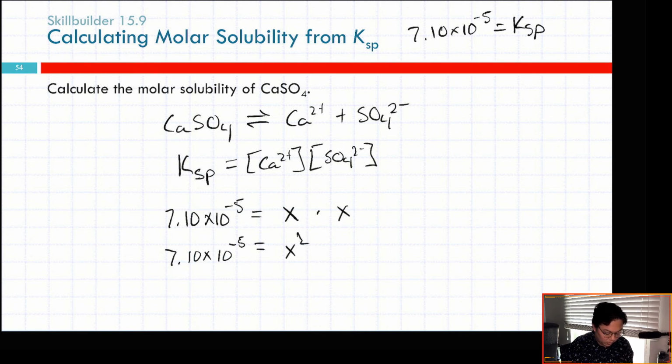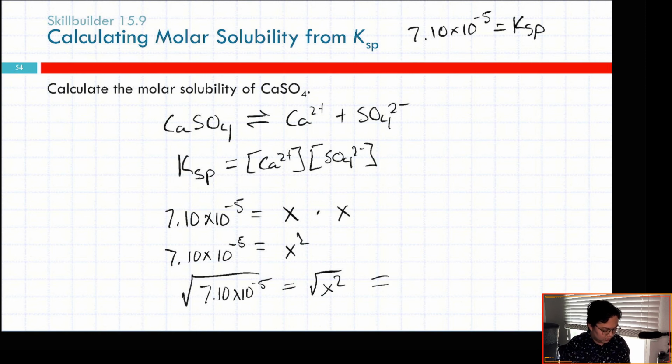And that's going to give us X squared. We take the square root of 7.10 times 10 to the minus 5 is equal to the square root of X squared. And that will give us 7.1 e to the minus 5 raised to the 0.5. And that's going to be 8.43 times 10 to the minus 3 molar equals S.